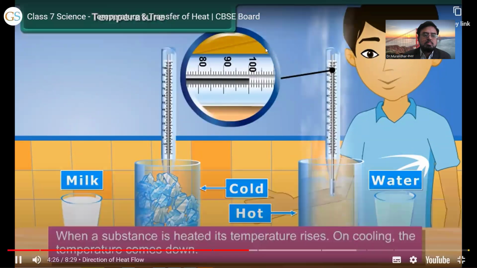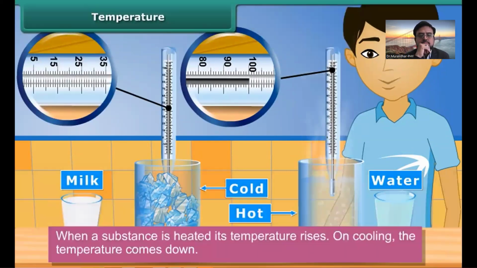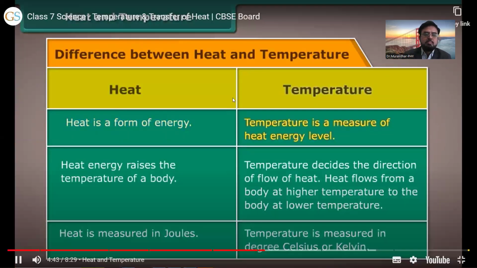A hot body is at a higher temperature than a cool body. When a substance is heated, its temperature rises. On cooling, the temperature comes down. Degree of hotness or coldness in a body is described as its temperature. You can note these 3 points. It is there in our next slide also, but you can better note it down in a simple way.